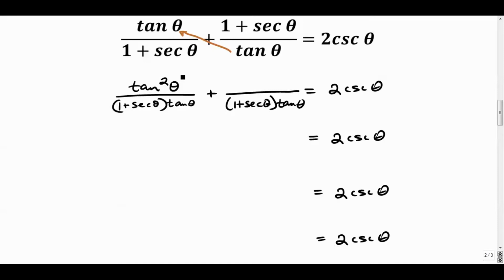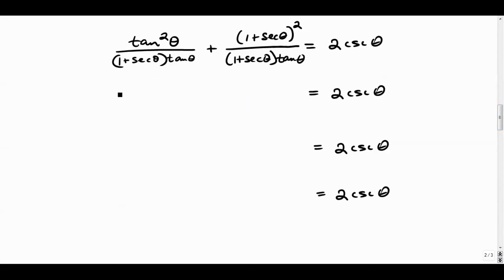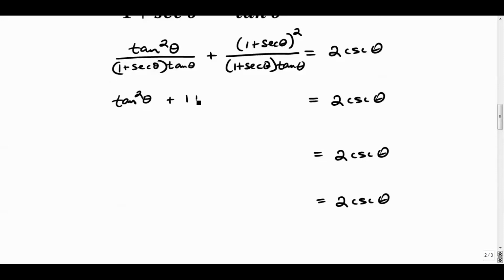Tangent squared theta. Same deal over here, right? This denominator, to get here, I multiplied it by 1 plus secant theta. I need to do the same thing to the top. So I'll take this and multiply it up here. So it's 1 plus secant theta times itself. And I'm ready to continue. I'll FOIL this out. Expand that binomial. I get tangent squared theta plus, first times first is 1. Outside is secant theta, inside is secant theta, so that's 2 secant theta plus secant squared theta. And I'm going to combine these denominators together.